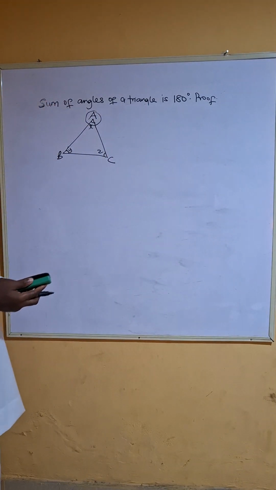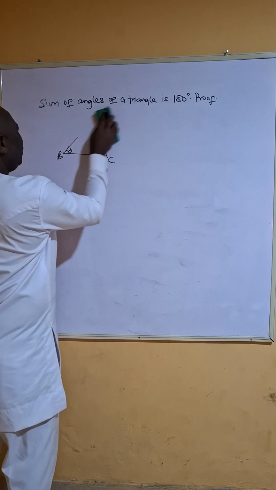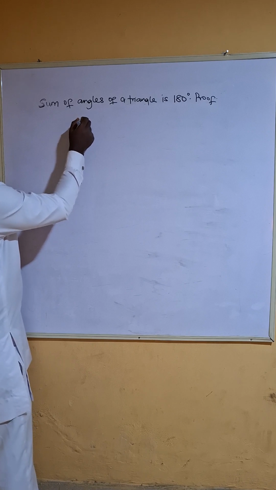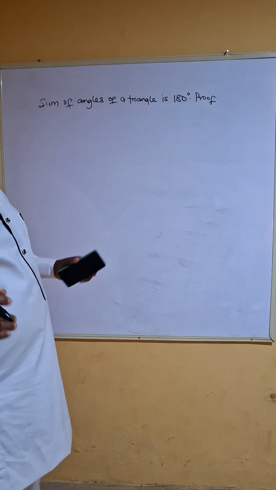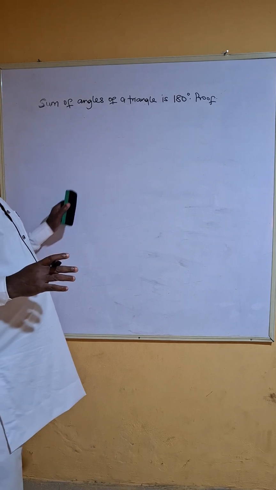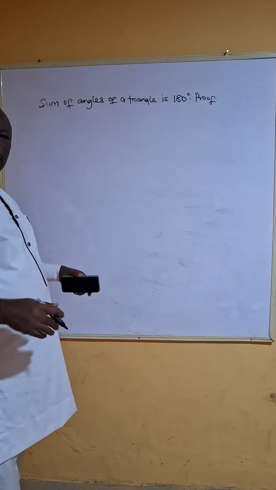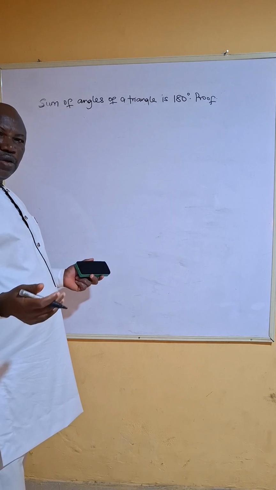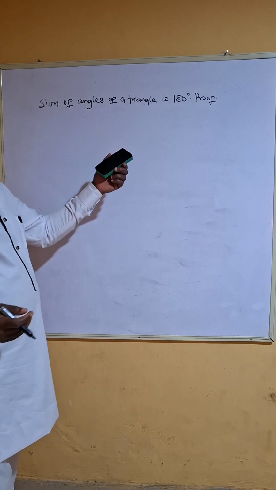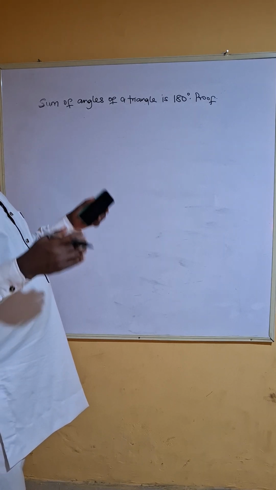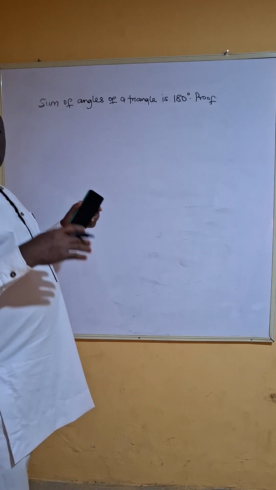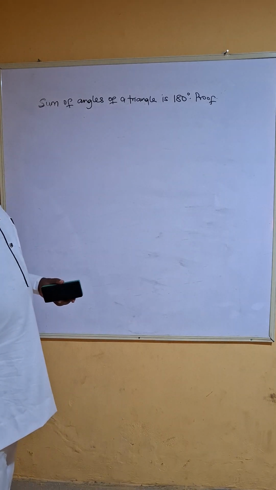Also, when you are proving any theorem whatsoever, you need to state all the necessary facts to support your proof. Otherwise, the examiner will not award you any mark. Because we call it proof, you have to show the reason why the sum of angles of a triangle is 180 degrees.